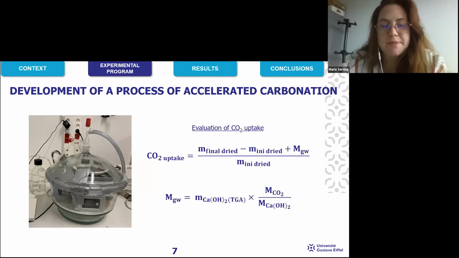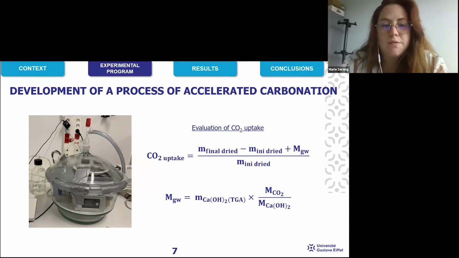The CO2 uptake is evaluated by mass monitoring and by the difference between the final dried mass and the initial mass before water pretreatment, plus a factor which is mGW. This mGW is the mass of water generated by the carbonation of Portlandite, because in our study we suppose that only Portlandite produces water during its carbonation, because some previous studies demonstrate that the carbonation of CSH doesn't produce water during carbonation.